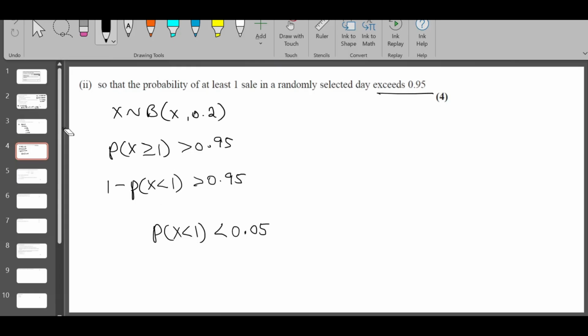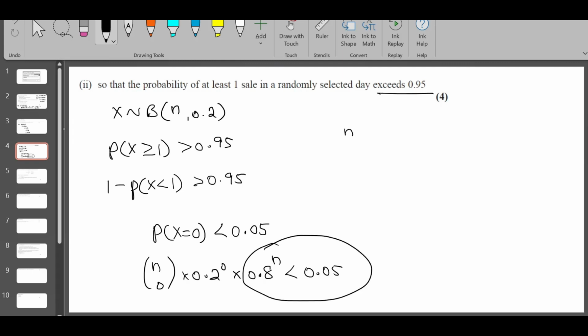X less than 1 is the same as X is equal to 0, right? Write the formula for X is equal to 0: nC0, p to the power 0, q to the power n minus 0, is less than 0.05. nC0 is 1, and anything to the power 0 is 1, so you will have only 0.8 to the power n.